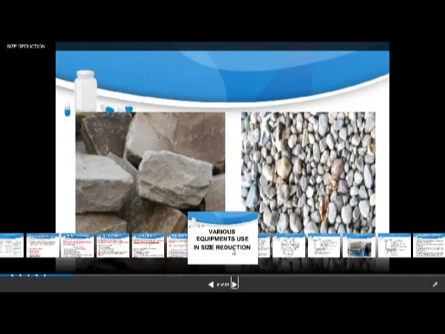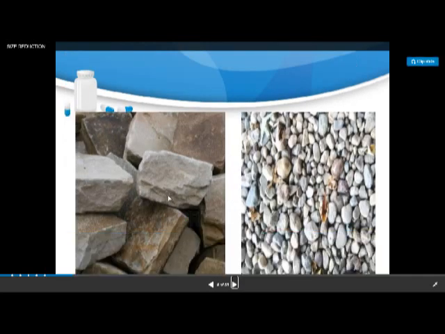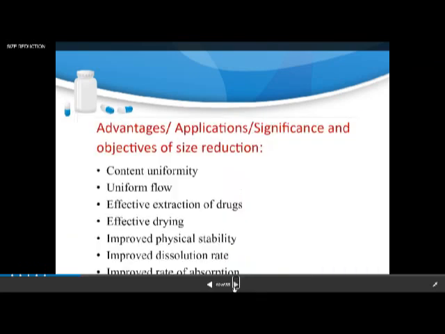Now you can see the diagram. See here that the bigger stones are reduced in size, and you will get smaller pieces like this. This is called size reduction.